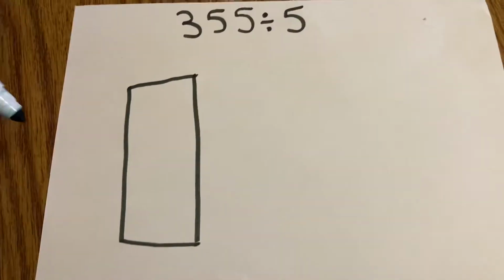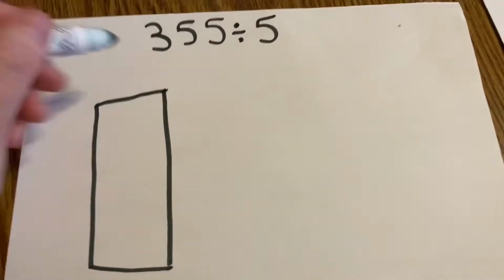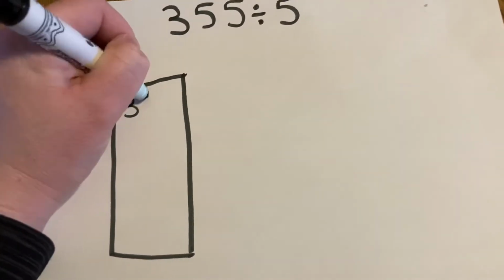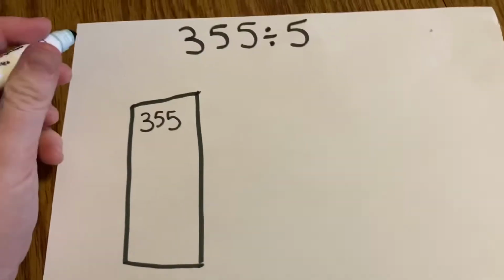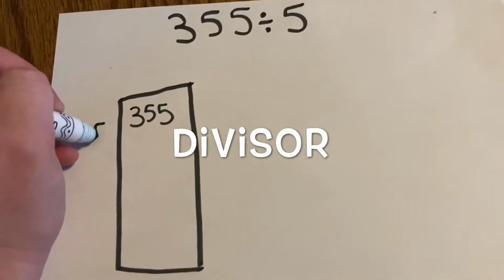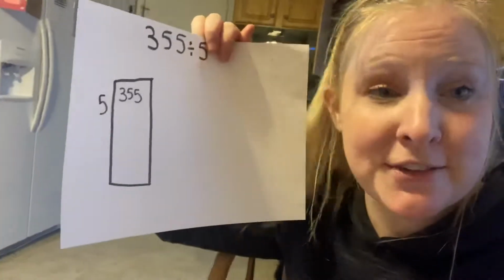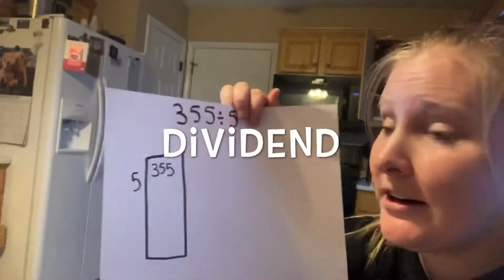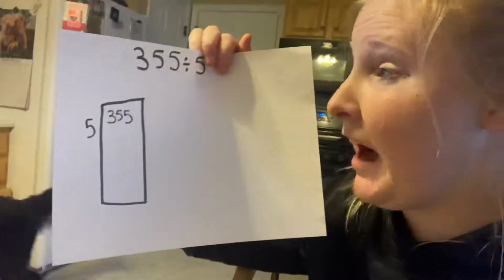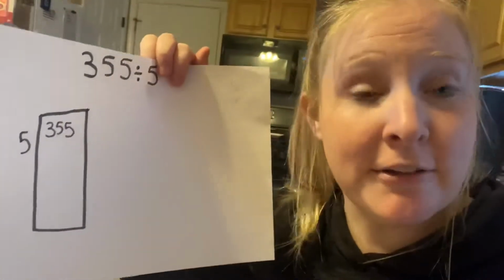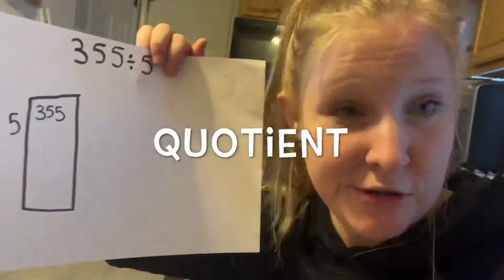The first way that we can use is an area model. Let me show you. Just like with multiplication, I'm gonna draw a rectangle. However, in this instance, I'm gonna put the 355 on the inside of my rectangle. And then I'm gonna put the divisor, which is 5, on the outside. For other math vocabulary, that 355 is called our dividend. Our dividend is what we start with. Our divisor is what we're dividing by to get our final answer, which is called our quotient.